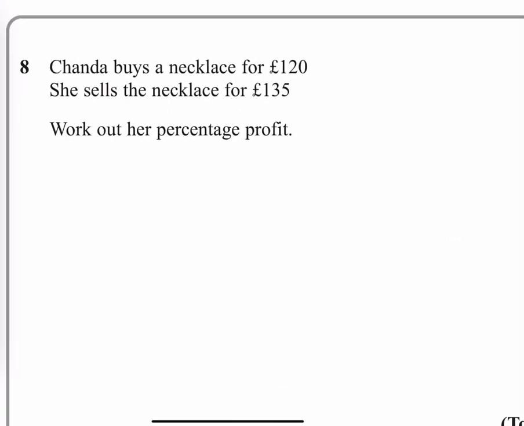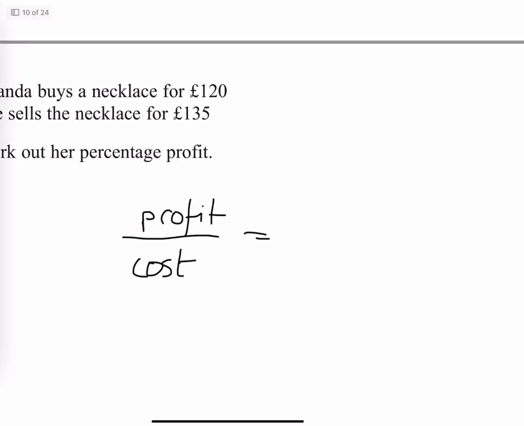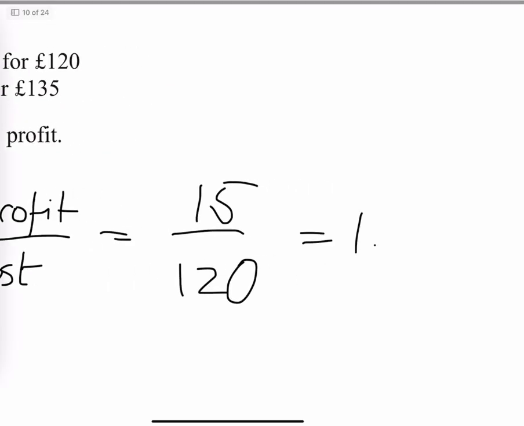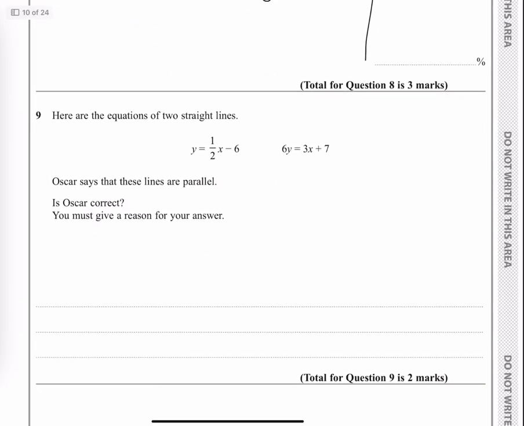Chanda buys a necklace, she sells it for this. Work out her percentage profit. So it's your profit over cost is your percentage profit, I'm pretty sure. So that would be equal to 15 over 120. That's going to go nicely, which is nice, which is 1 over 8, which is 12.5%. So obviously you just times this by 100 to get it in percentages.